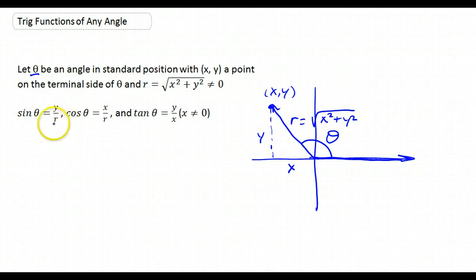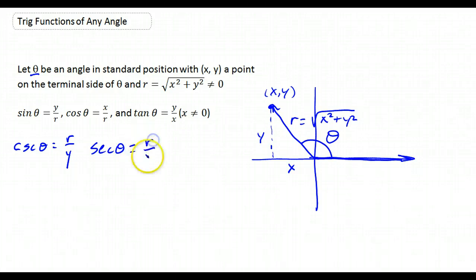Then that means we define the sine of theta to be y over r, cosine of theta to be x over r, and tangent of theta to be y over x, provided that x is not equal to 0. Which also means that the reciprocal functions are very easy to find. Cosecant will be r over y. Secant will be r over x. And cotangent will be x over y.